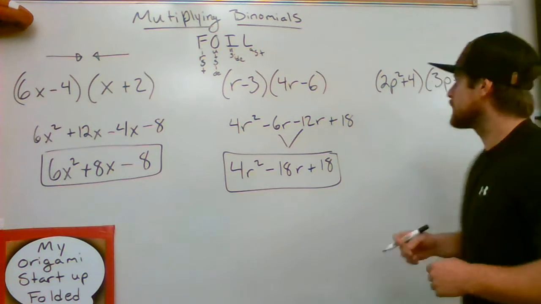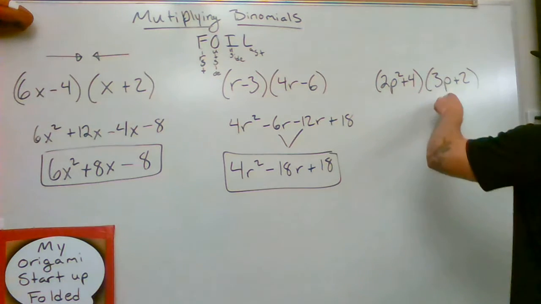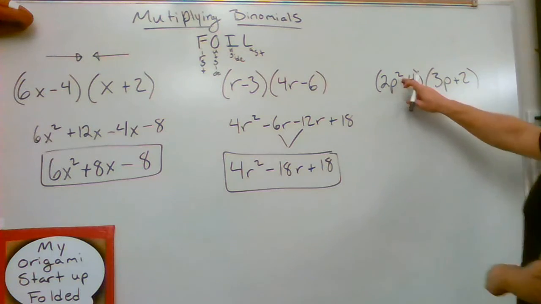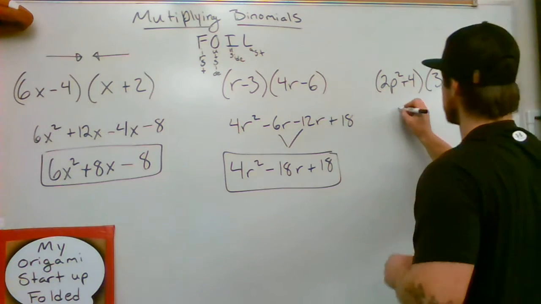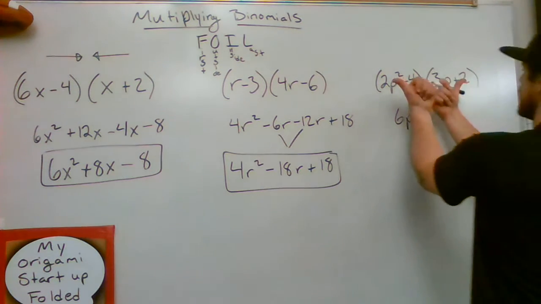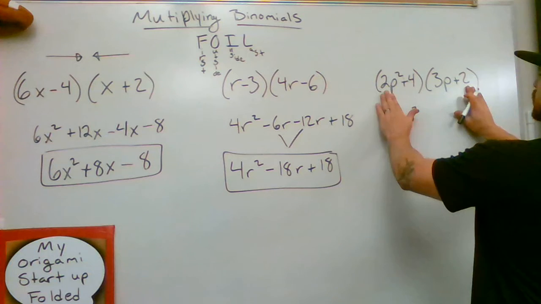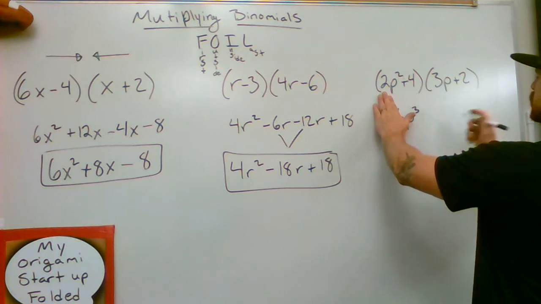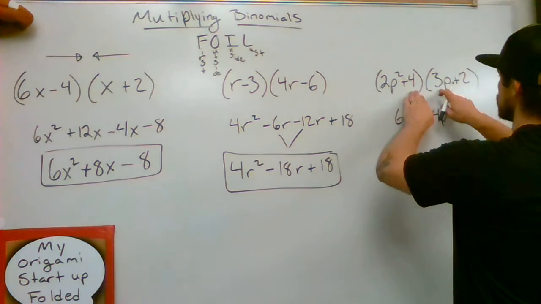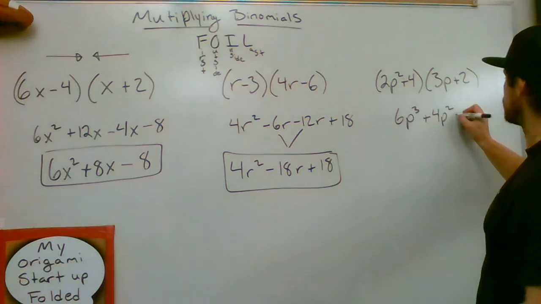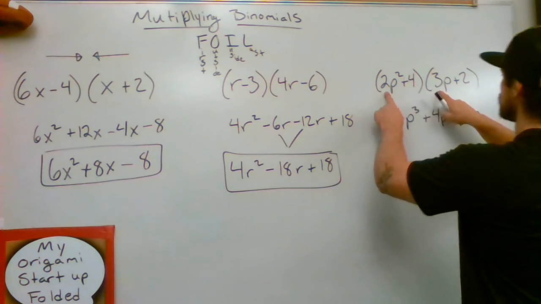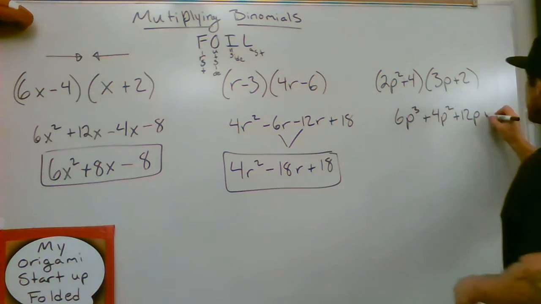1 more to go. Let's do it. 2p squared times 3p. These are my first terms. They come first in each binomial. 2p squared times 3p. 2 times 3 gives me 6. P squared times p gives me p to the third. Outside, my outermost, that's 2p squared and 2. 2p squared times 2 gives me positive 4p squared. Inside, my innermost, 4 and 3p. 4 times 3 gives me a 12, and a p stays a p. And then my last, these were my first, these are my last. 4 times 2 gives me 8.